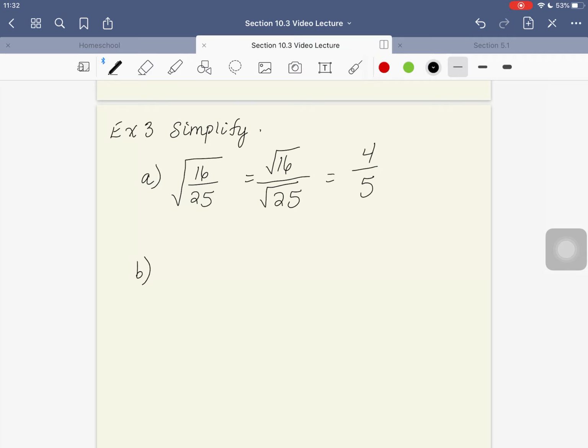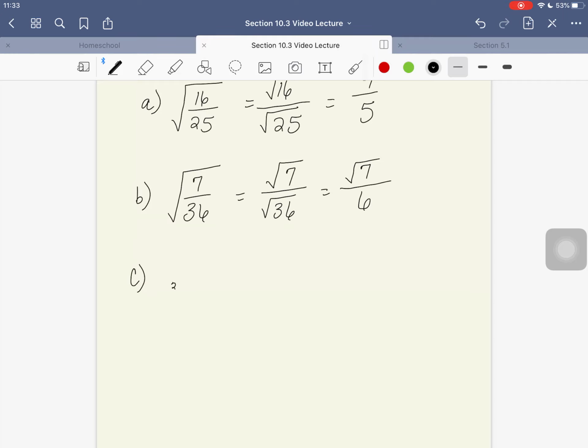All right, the square root of 7 over 36. I can make this the square root of 7 over the square root of 36. Now the square root of 7, I can't simplify that, so I'll leave that as the square root of 7, but the square root of 36 is 6, so the square root of 7 over 6.